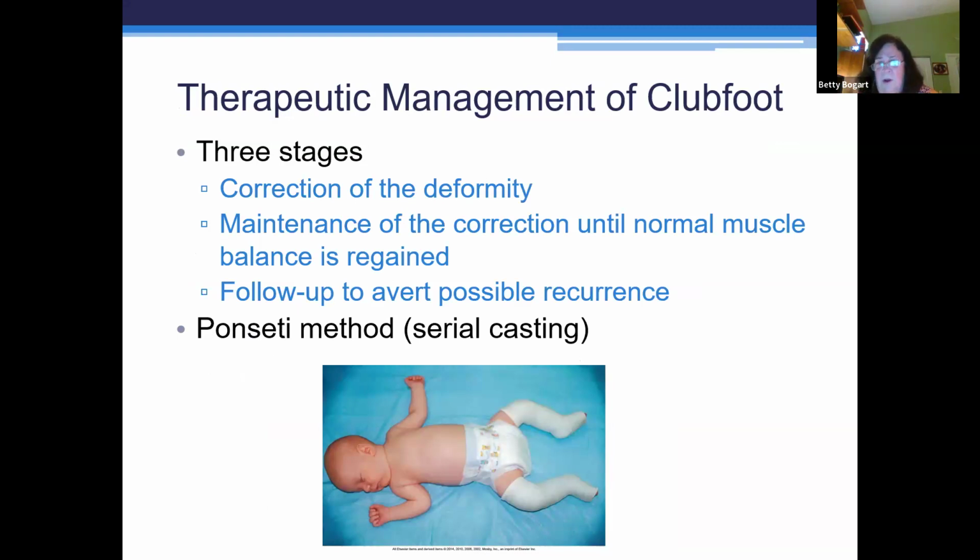As they get older, we need to make sure that they follow up with a podiatrist, making sure that their feet are the way they should be. They should have better shoes than just going and getting a cheap pair of shoes. They're going to need that good pair of shoes.